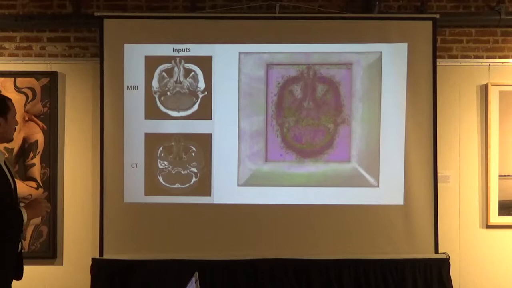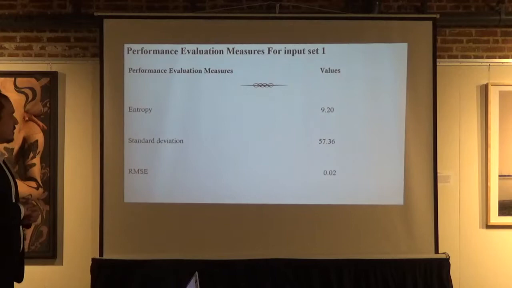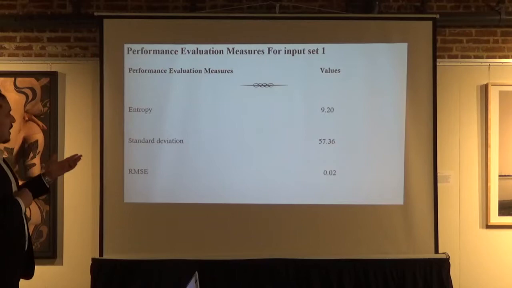And this is the performance evaluation measure that we use. We use the entropy, which is a sign of how high the information content in the image is, and 9.2 is a high number. The standard deviation shows the contrast in the image, which is 57.3, higher than the existing method. And the root mean square error, we want that to be as low as possible, and it's 0.02, which is very low.